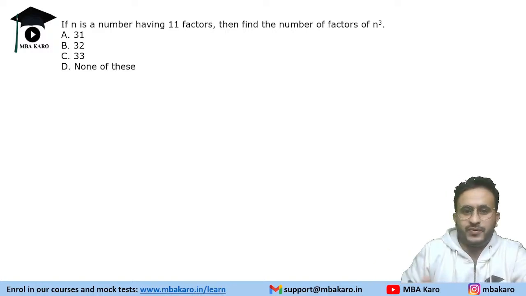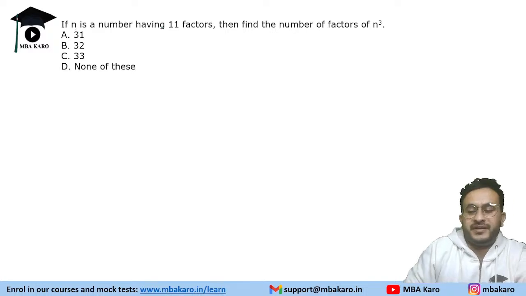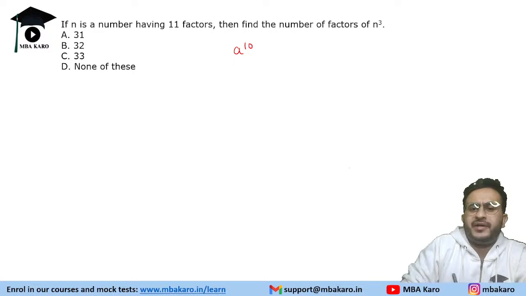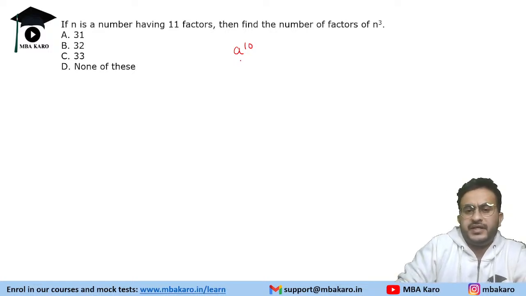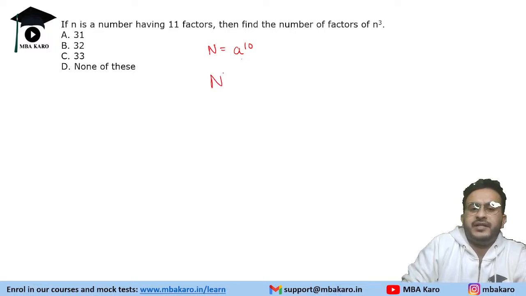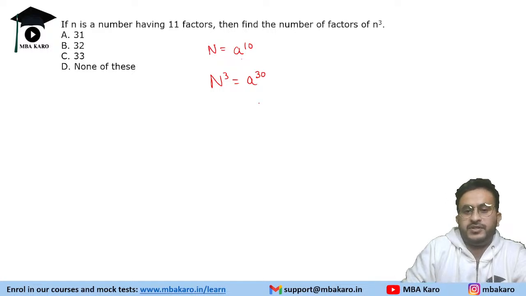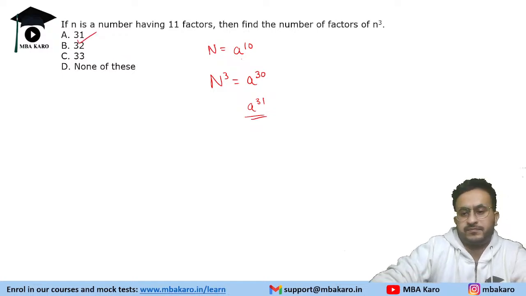Okay, so let's see this question. N is a number having 11 factors. So 11 factors means it has to be of the format a raised to the power 10, where a is a prime number. So n will be a raised to the power 10, n cube will be a raised to the power 30. Right, a raised to the power 30, so it will have 31 factors.